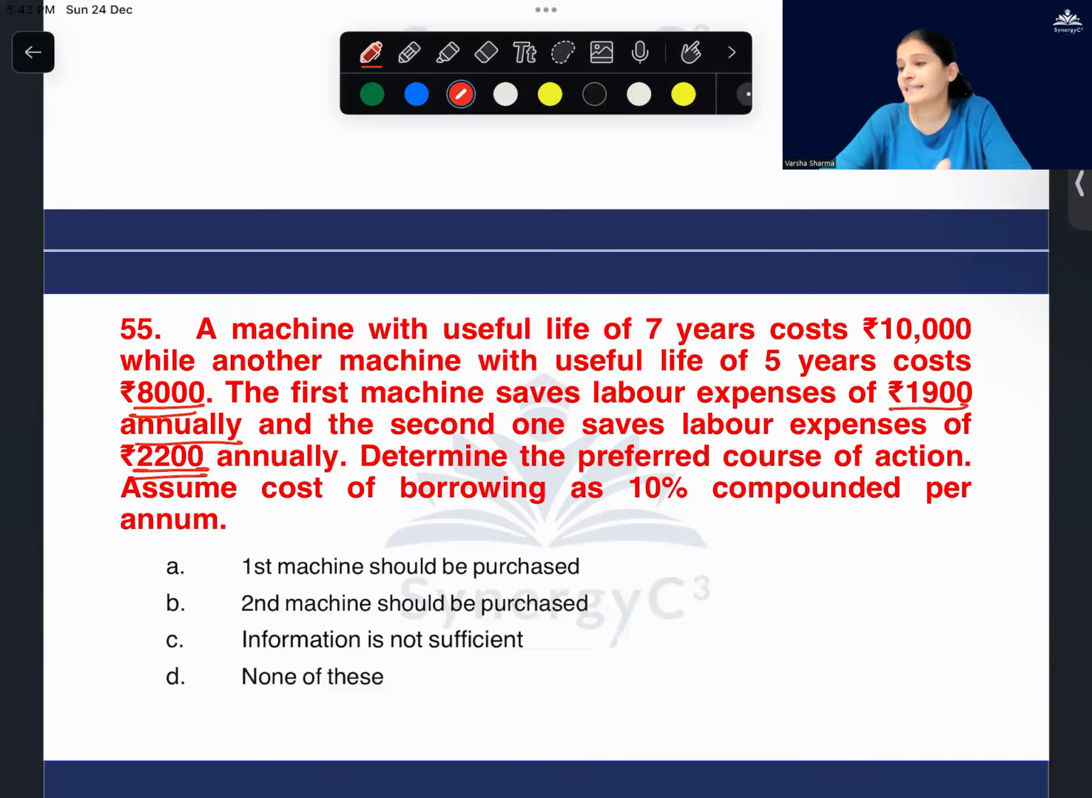No need to calculate anything. The second one's cost is lower and it is reducing my cost more. So if it would have been the other way around, the first machine costing 8,000 and reducing by 1,900, and the second costing 10,000 and reducing by 2,200, then I would have made the hard work and effort to calculate their present value. Whichever present value is more, I'm going to buy that. Agree? But here, everything is better for the second machine. It is already costing me less than the first machine, and it is reducing my cost more than the first machine. Why should I even think of buying the first machine? Agreed? So this question does not even need to be solved.